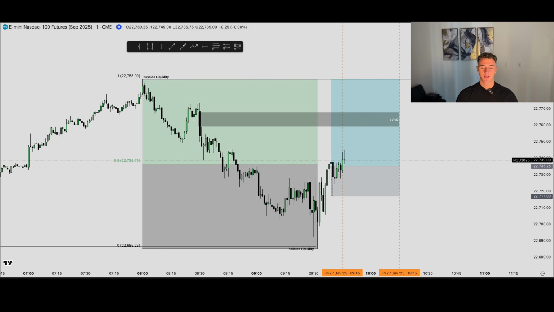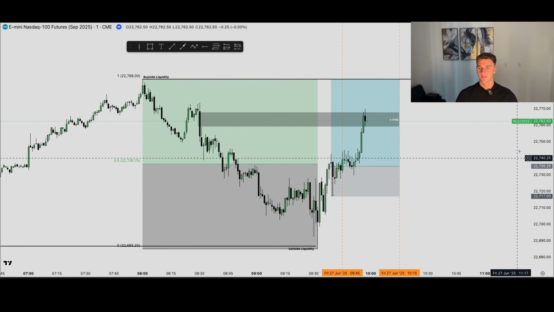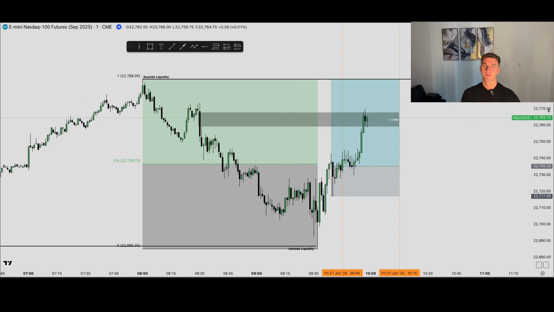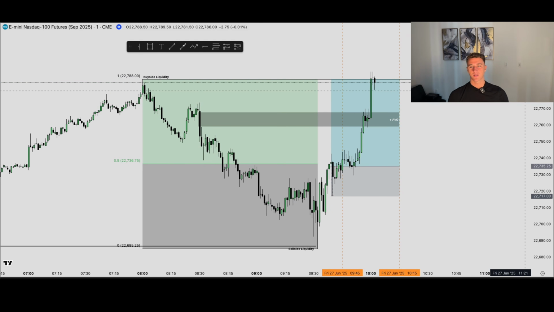So let's see how this trade will play out. Okay, there you go. That would have been your TP1 smashed. You would have closed some of your position off. At this point, you can set your stops to break even and ride the rest towards external liquidity. So let's see if we get that final TP. Yes, we do. Final TP smashed. And this is a very, very clean example of the ICT silver bullet strategy.